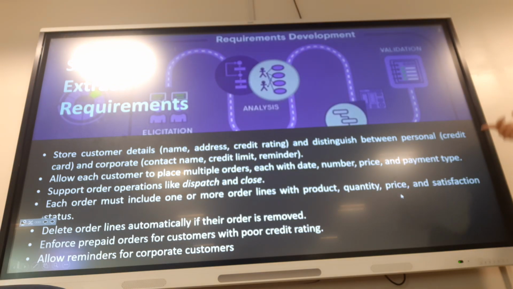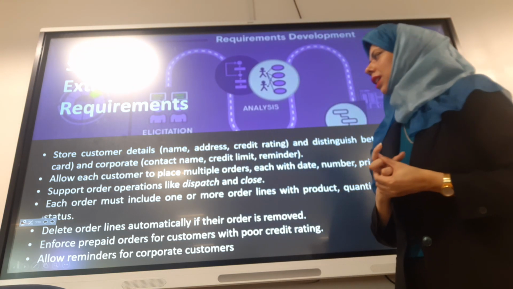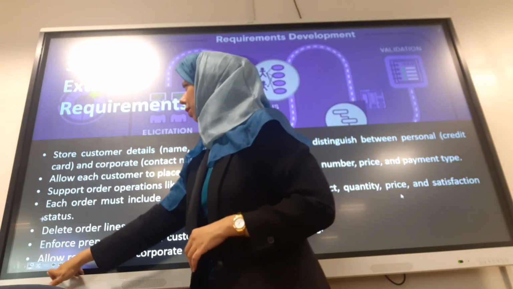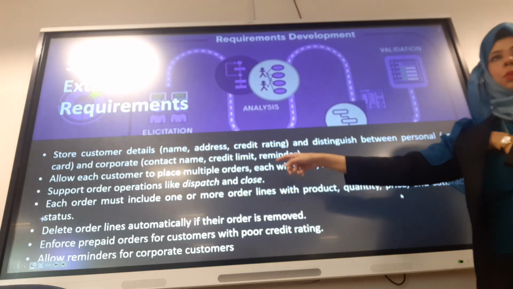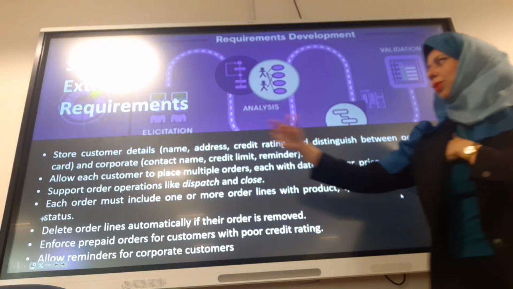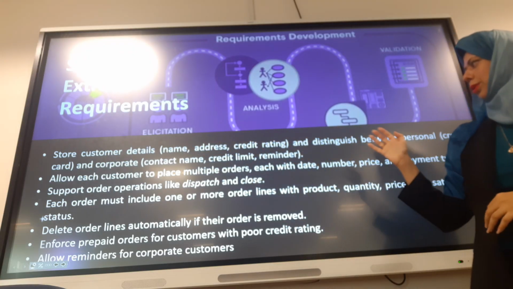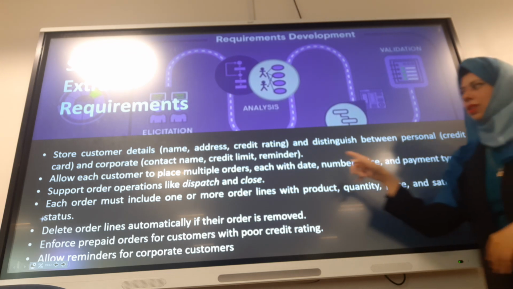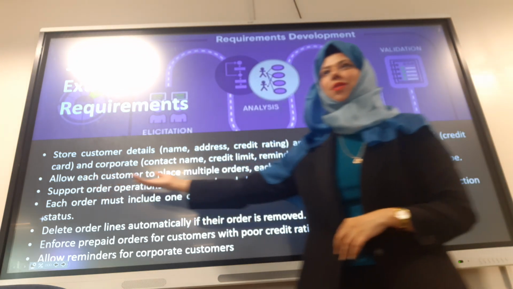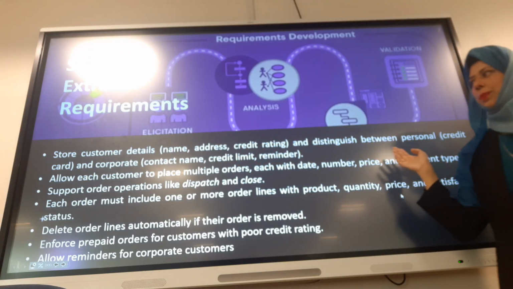So let me go through the actual requirements gathered and the final model of the class diagram. Here we can say, for example, store customer details. Again, we want to avoid any ambiguity, so we want to provide these details: name, address, credit rating, and so on. Then we can subdivide this into personal and corporate, again telling what features are meant for this type and what features are meant for the other.